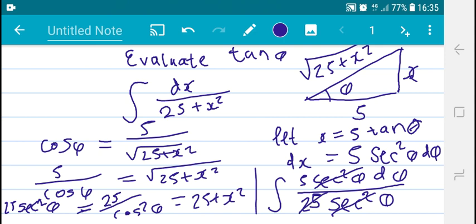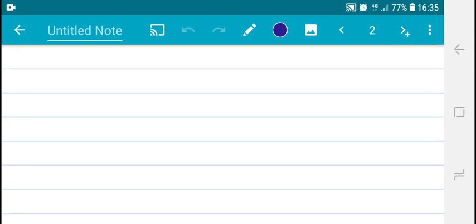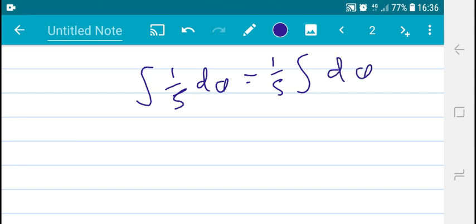And here, 5 comes in here 5 times, and 5 comes in here once. And so what we have is just 1 over 5 d theta. And of course, we can take the 1 over 5 out, since it's a constant. And now we just integrate this. Since we integrate with respect to the angle theta, the antiderivative is theta. So it's 1/5 times theta.